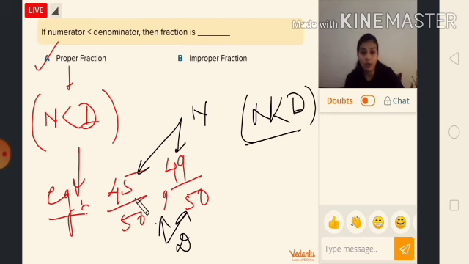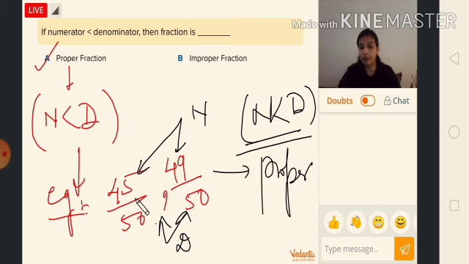So all these are examples of proper fractions. Alright? So these are the real life examples for proper fractions. Okay? Right, so that is proper fraction.